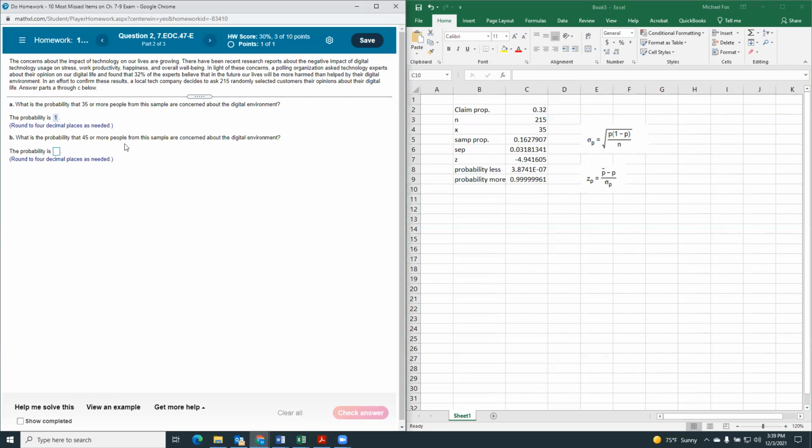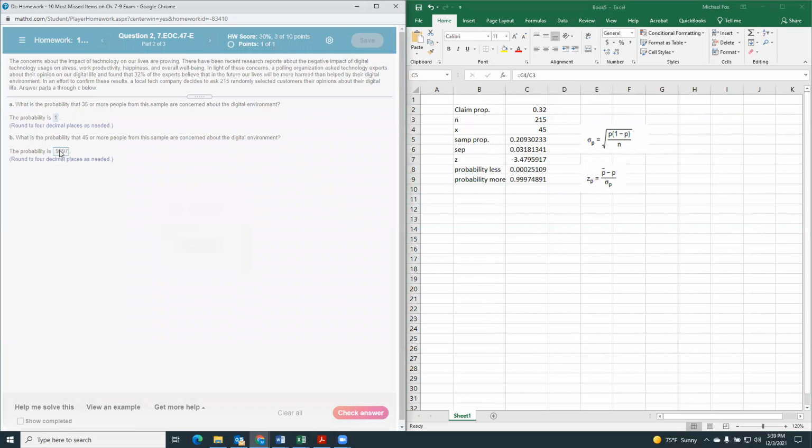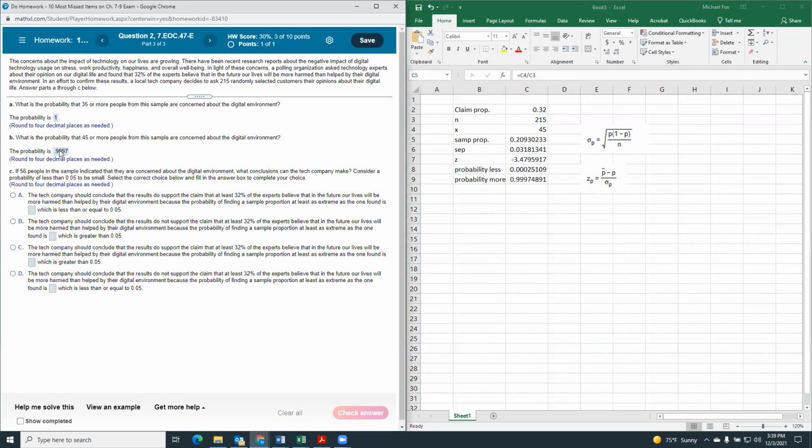What's the probability that 45 or more people from the sample? So now we're going to go 45 or more. We're still in the or more category, so it's 0.9997. Still pretty darn high. All right, so if 56 people in the sample indicate they're concerned about the digital environment, what conclusions can the tech company make? Consider a probability of less than 0.05 to be small. Select the correct choice below and fill in the answer box to complete your choice. Round to 4 decimals as needed.